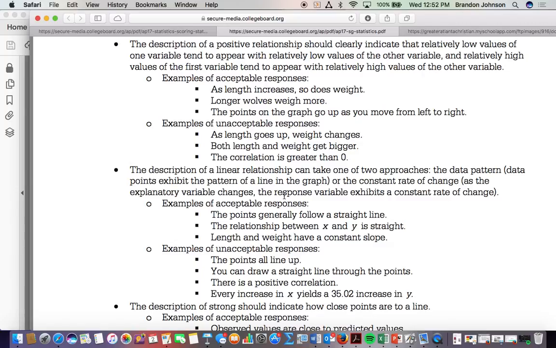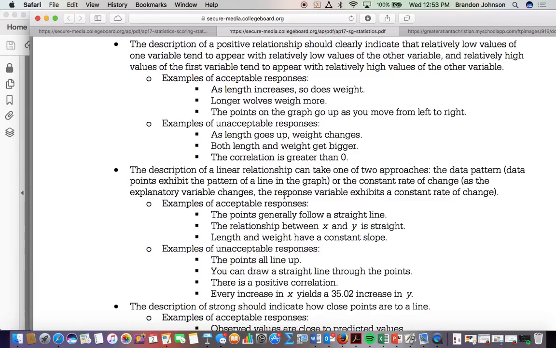Weight increases by 35.02 kilograms. Kilograms? I don't know why I wrote down pounds. That's what you told me, kilograms.